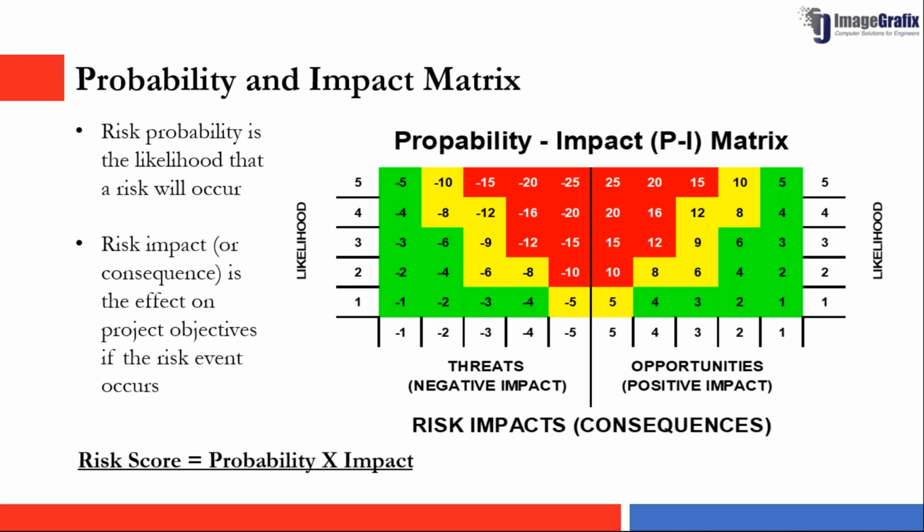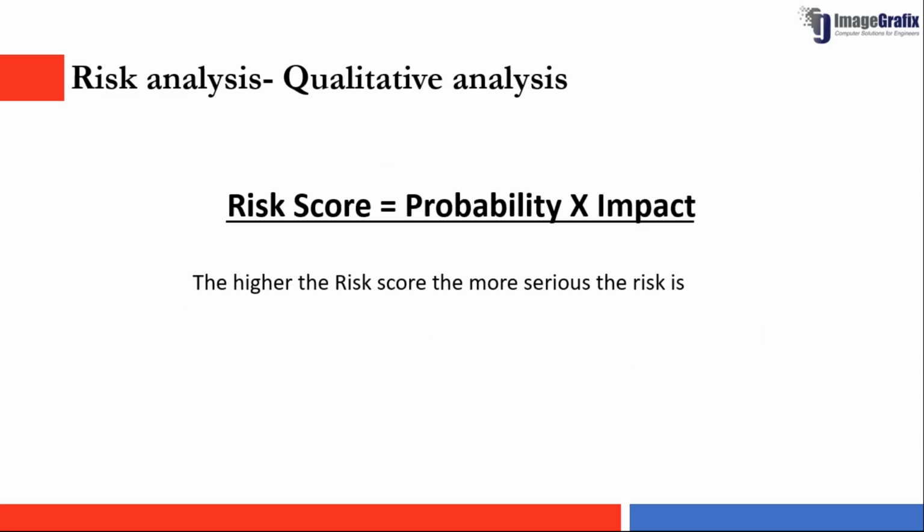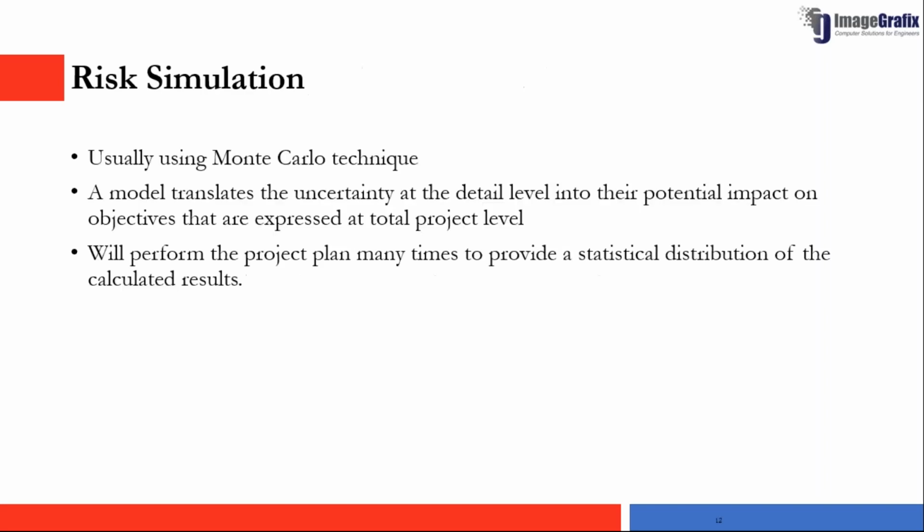So whatever thresholds we have selected, and whatever the likelihood or the possibility of that risk occurring, we multiply this likelihood by impact, and we get the risk score. Based on our risk score, we can prioritize our risks so that we know what risks we need to address immediately and what risks require our attention. This is risk scoring, how it works: probability times impact. The higher the risk score, the more serious the risk is.